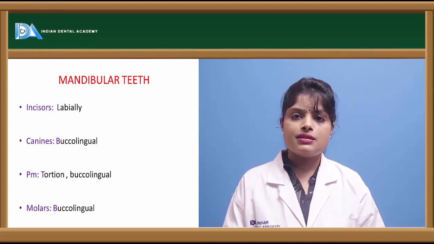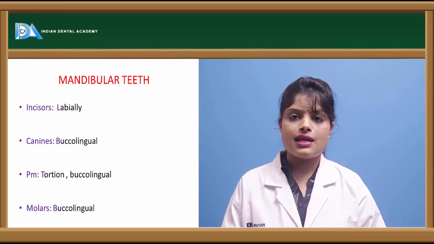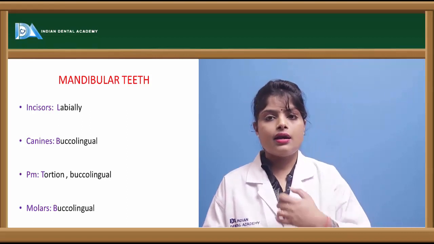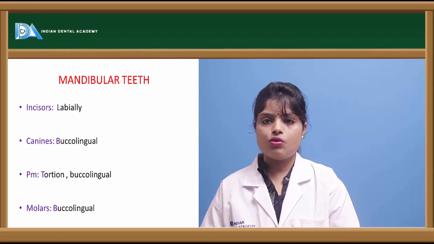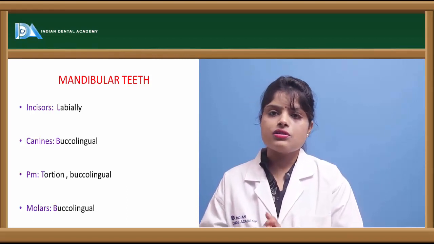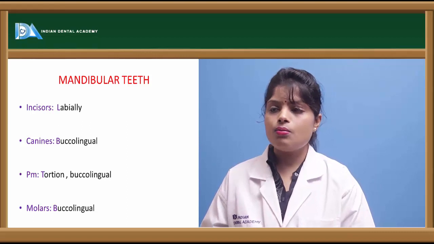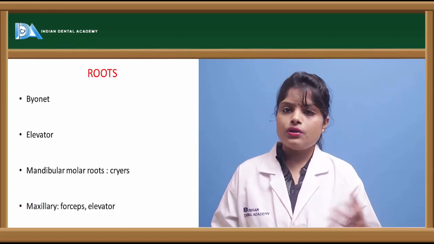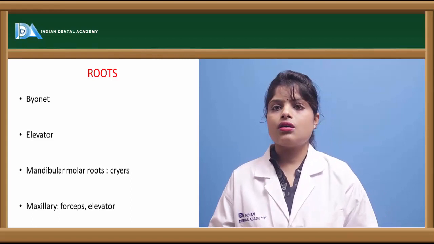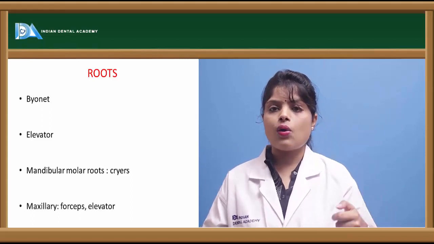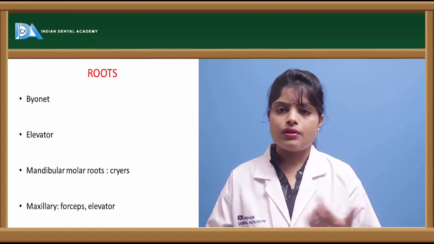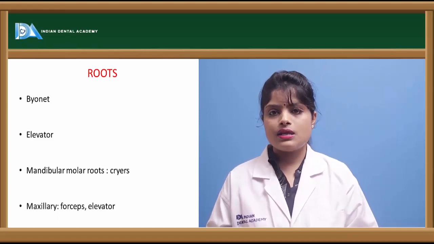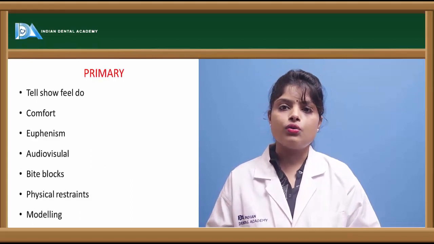The mandibular teeth are basically removed by the same motion. The incisors are removed lingually. They are moved by labial forces and apical pressure. The premolars are removed by rotating motion and the buccolingual motion, the torsion and the buccolingual motion, and the same for the molars. The roots require certain root forceps, or they also require a wedging technique in removal by means of the cryer elevator. Then forceps and elevators are required for the removal of the root.